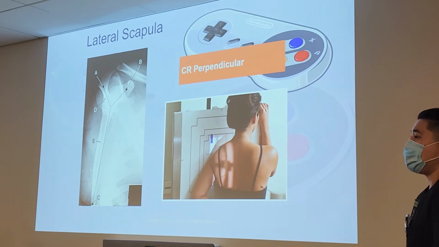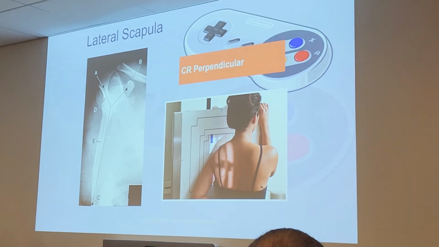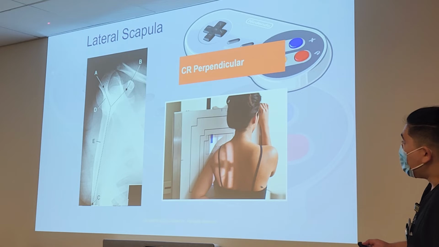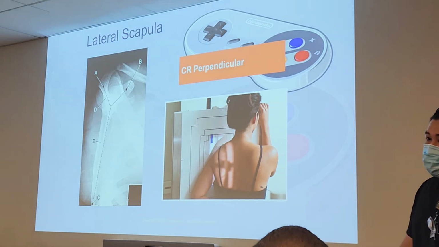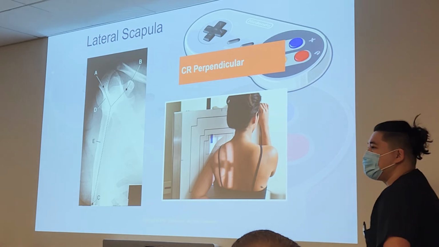Know that image right there. So this is one that we went over before, the lateral scapula. That's how it looks when the patient's positioned. That is for moving that humerus out of the way to avoid it being superimposed on that scapula. That is a PA projection.